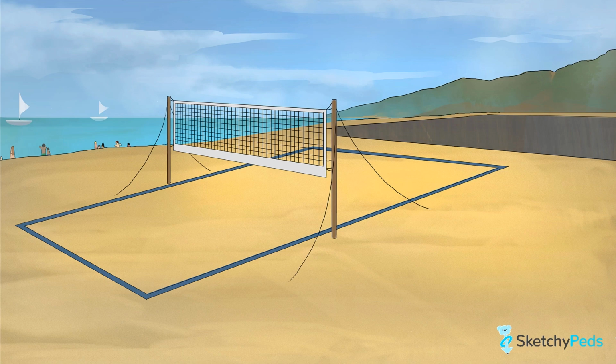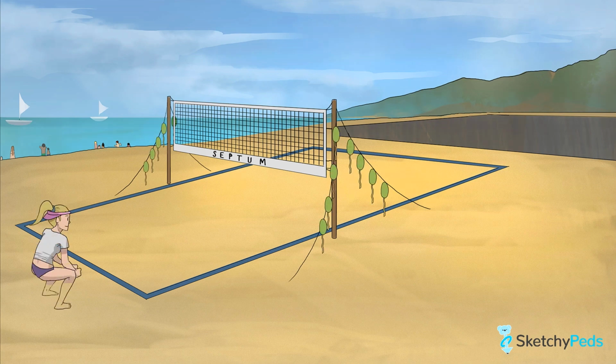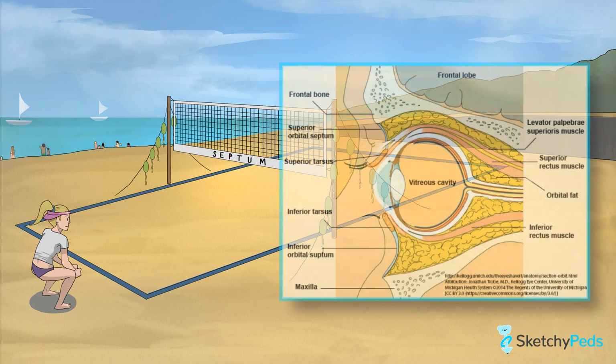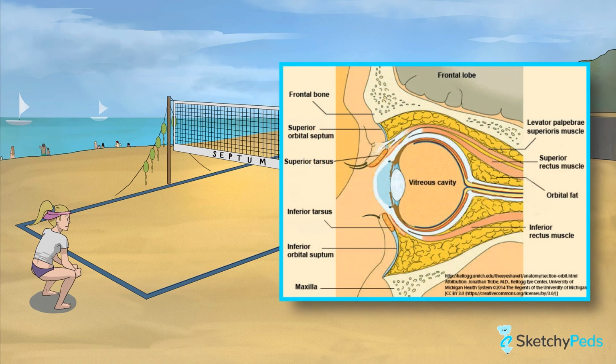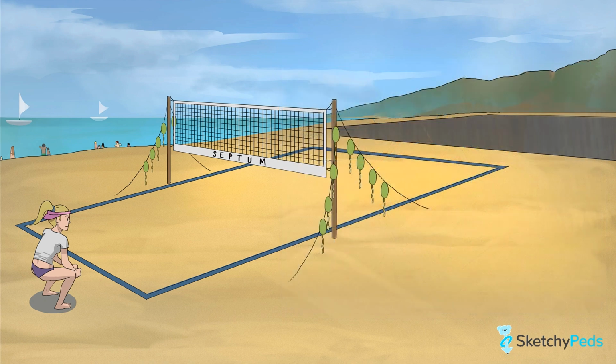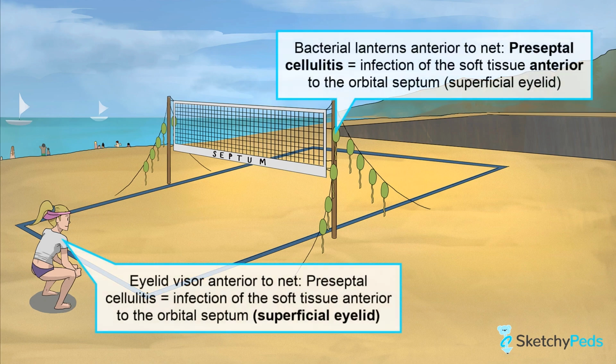Let's jump right in. Real quick, let's talk some orbital anatomy. There's a thin membrane called the orbital septum that separates the superficial eyelid from the deeper structures of the orbital compartment, such as fat and the extraocular muscles. In this sketch, the orbital septum is represented by the septal net, dividing the volleyball court into an anterior side and a posterior side. So preseptal cellulitis is an infection anterior to the septum.